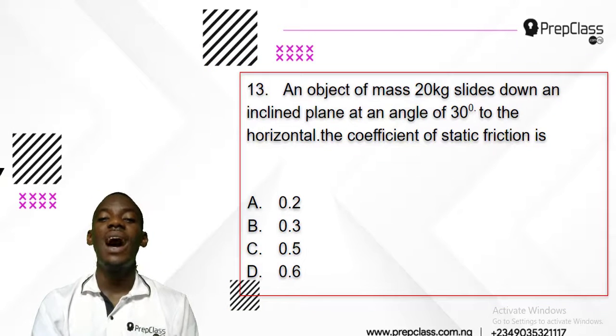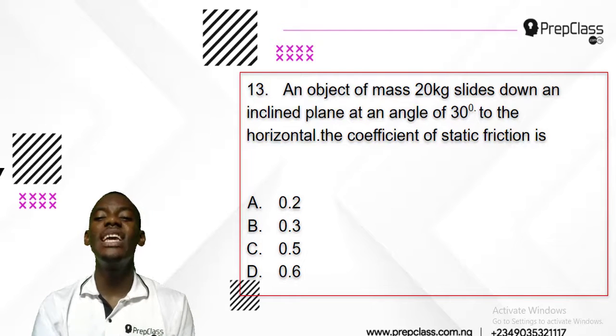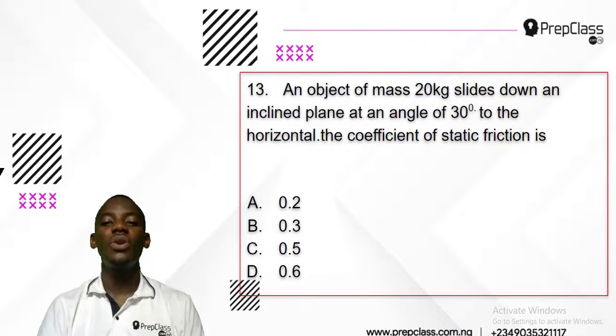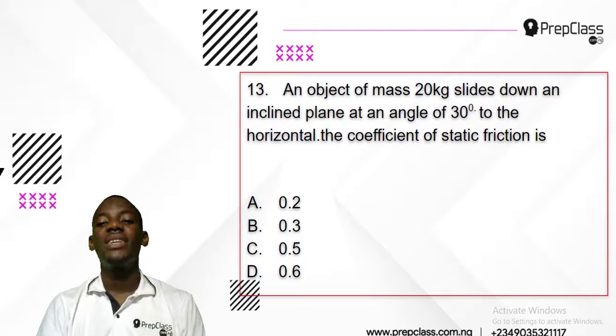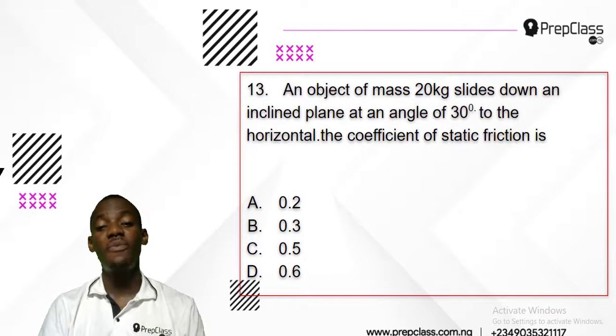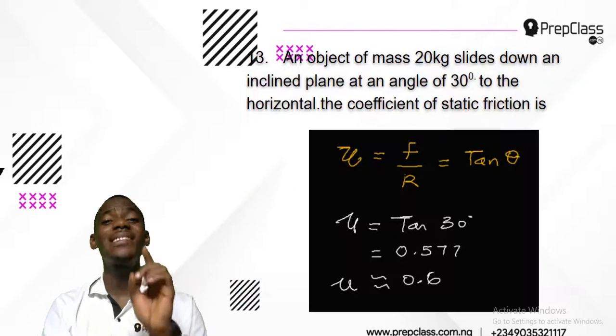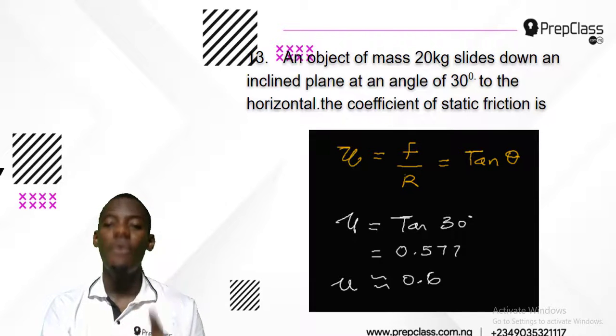Number 13: an object of mass 20 kilograms slides down an inclined plane at an angle of 30 degrees to the horizontal. The coefficient of static friction is what? Now, generally, we've done it before. We've said before that the coefficient of friction is tan theta. It has been stated before, and this is now the application of it.